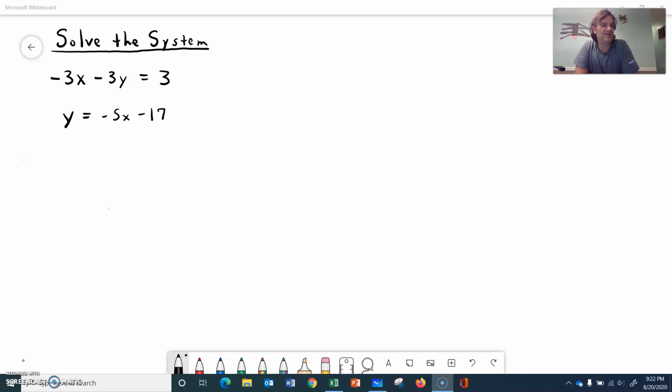This is a practice problem. The first equation we have is negative 3x minus 3y equals 3. And the second equation is y equals negative 5x minus 17. You should recall that we had two main methods of solving a system of equations, substitution and elimination. I didn't tell you which method to use here, so you could use either you like, and you should get the same answer.